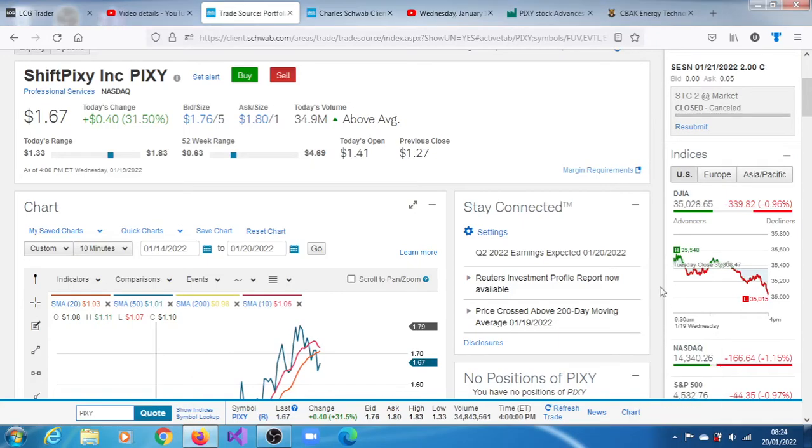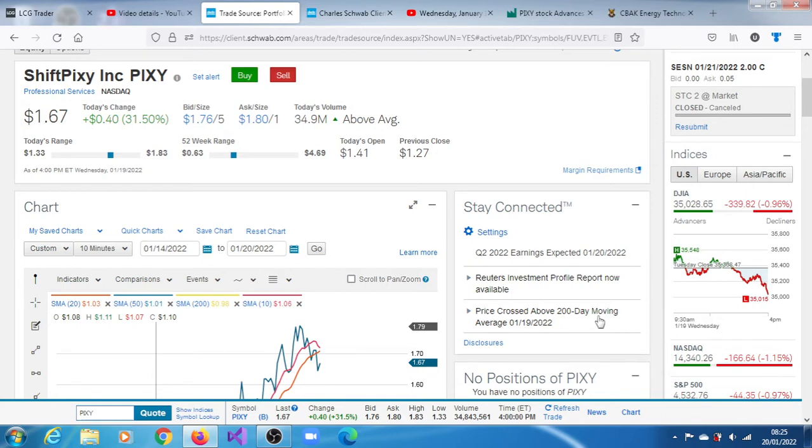PIXY stock, ShiftPixy Inc. It closed the session of the 19th of January 2021 at $1.67. And in this post-market, pre-market session of the 20th of January, it is trading at $1.83. 34.9 million shares crossed the tape during that previous session.